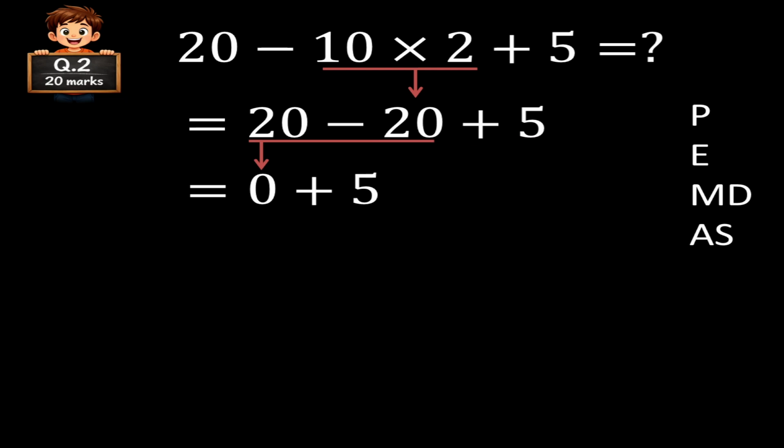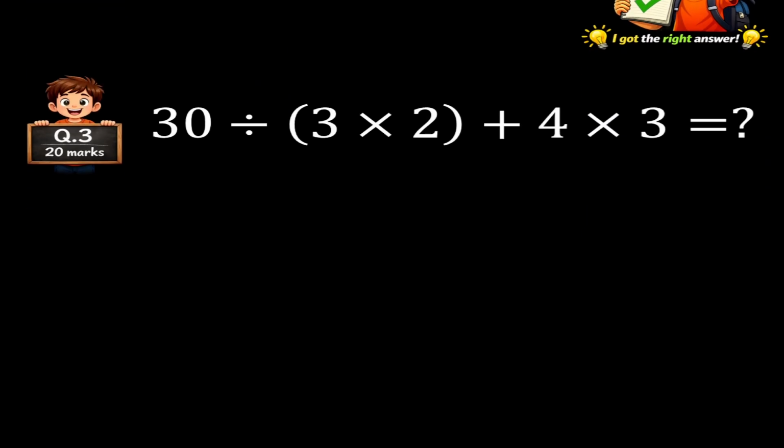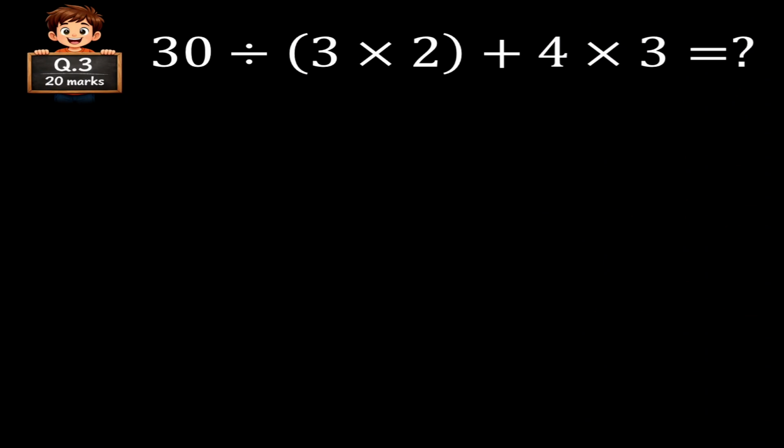So now we have the expression 0 plus 5. Now 0 plus 5 is equal to 5. And 5 is our correct answer, right? Now let's move on to question number 3. Okay. So here is the question.